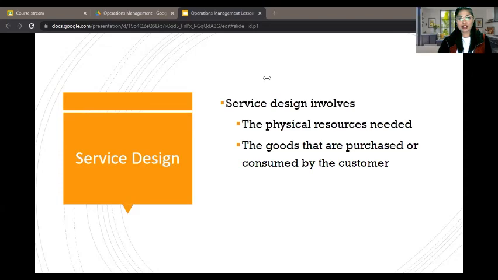Service design also includes the physical resources needed, the goods that are purchased or consumed by the customers, the explicit services, and the implicit services.